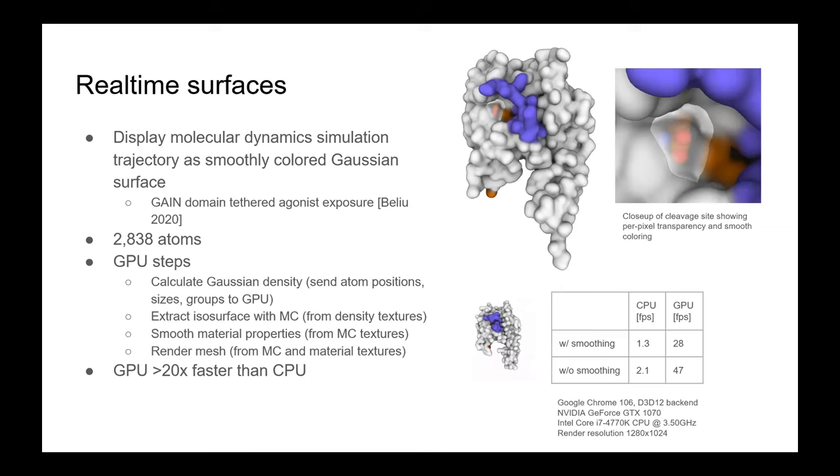And to put this into practice, you can use this to do real-time surfaces. Here's an example of molecular dynamics simulation data. It's 2,800 atoms, and we do the three compute steps on the GPU. We calculate the Gaussian density, we extract the isosurface, and then we smooth the material properties, and then finally we render the mesh. Doing it on the GPU is about 20 times faster on my test machine than on the CPU. So basically, the difference between a slideshow and real time.